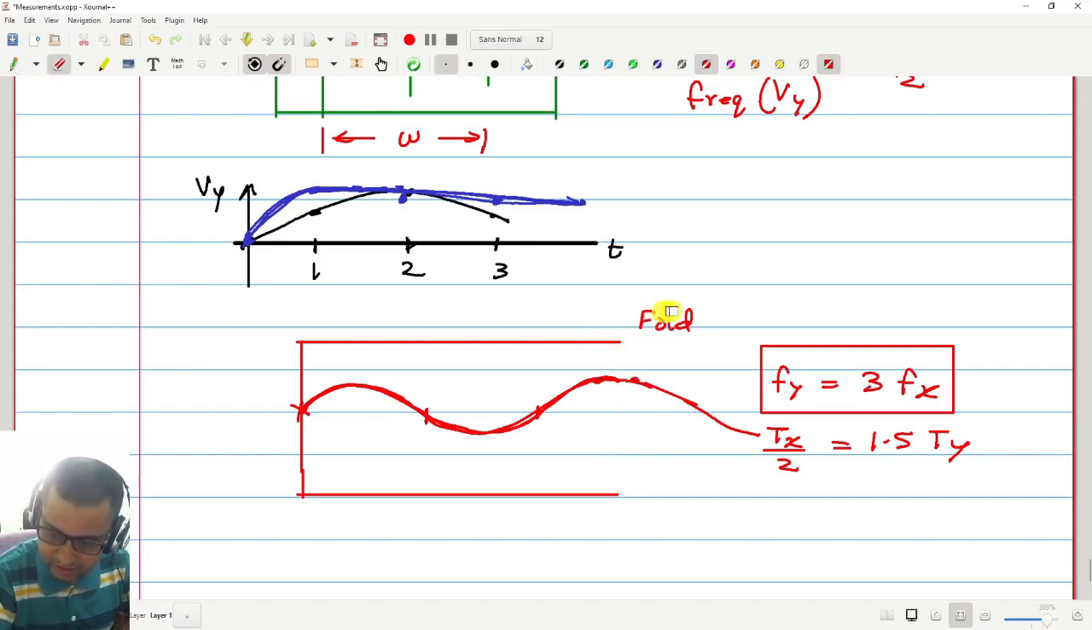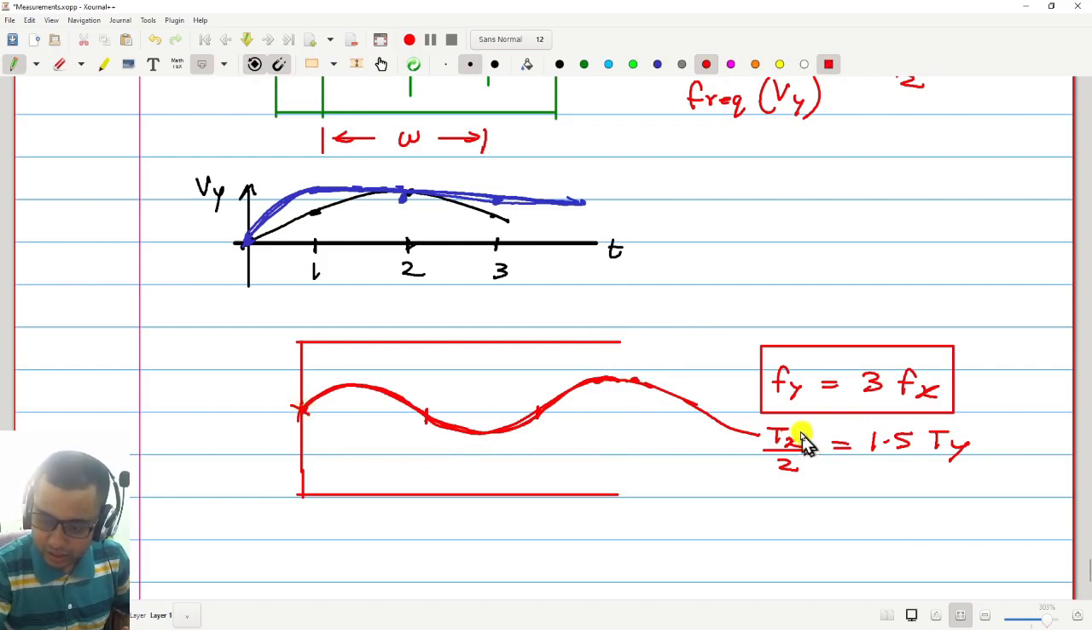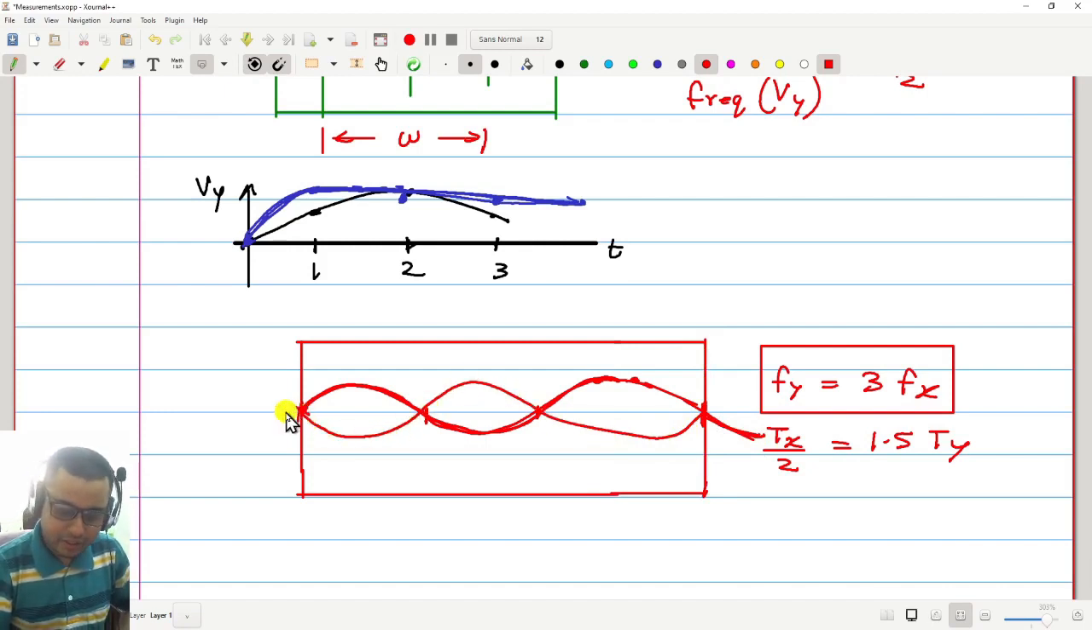The mistake is this. Half the time period of x, that means from left to right, is 1.5 cycles of y. 1.5 cycles means up, down, one cycle, and then here is 1.5 cycles. So after this we have to do the folding. I did the folding from here, that was wrong. I have to do the folding after this point. So you fold it back and it will look like this. Now the ratio of the two frequencies is 1:3.